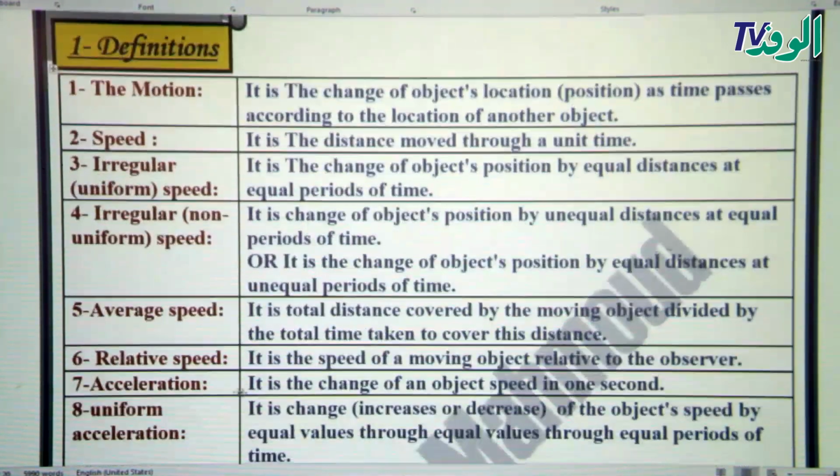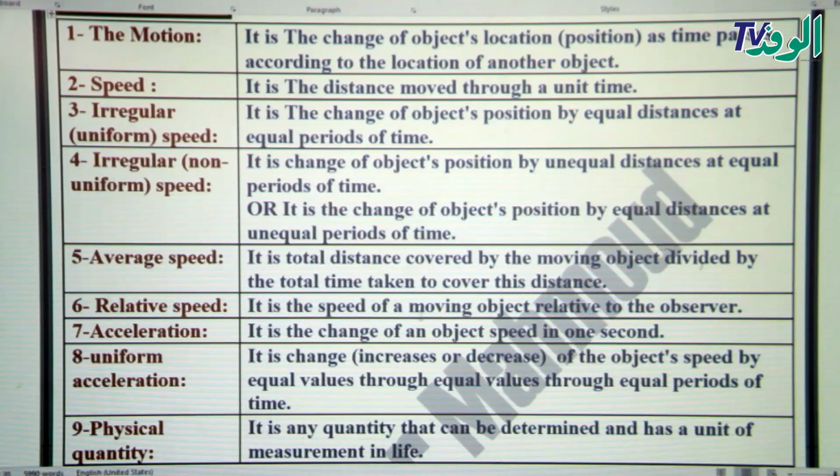What's meant by the relative speed, shabab? It is the speed of moving object relative to an observer. نسبة إلى observer. It is the speed of moving object relative to an observer. So, what's meant by the acceleration? It is a change of the object speed, not distance. Of course, again, what's meant by the acceleration?